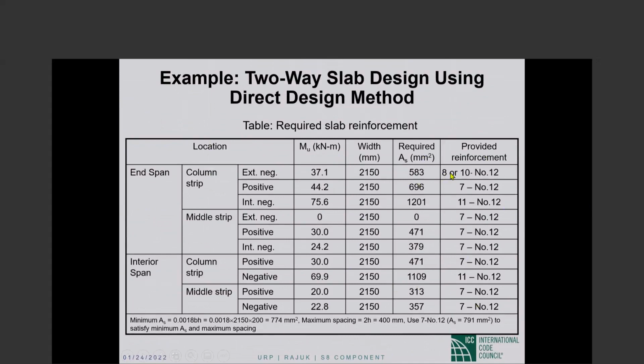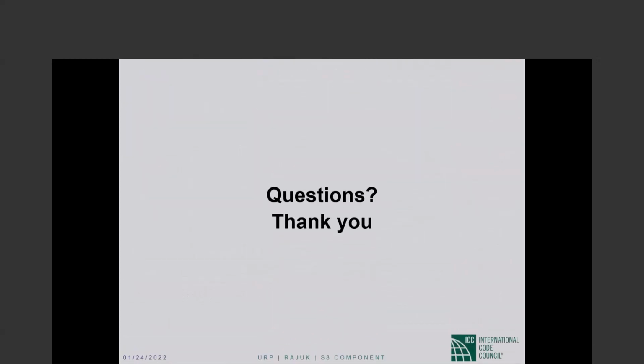This 8 or 10, depending upon, if you want to transfer 100% of the moment, it becomes 10. If you transfer only 62% of the unbalanced moment by flexure, then it is 8. So that is the difference. We had a choice there, and we did it both ways.